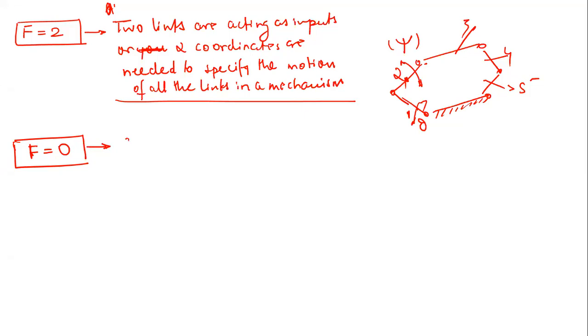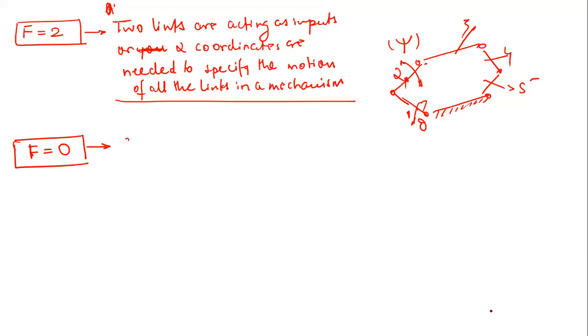The mechanism is not stationary. Coordinates are required to describe the mechanism. So the mechanism itself would be acting as a link. Okay, fine, very good. The mechanism itself acts as a link, that is also fine. Anything else? It is a zero, rigid body.